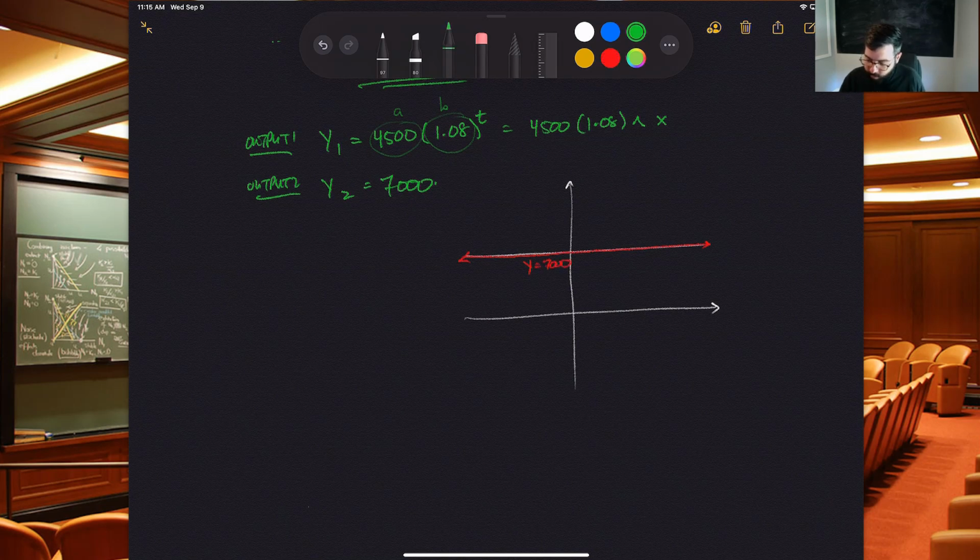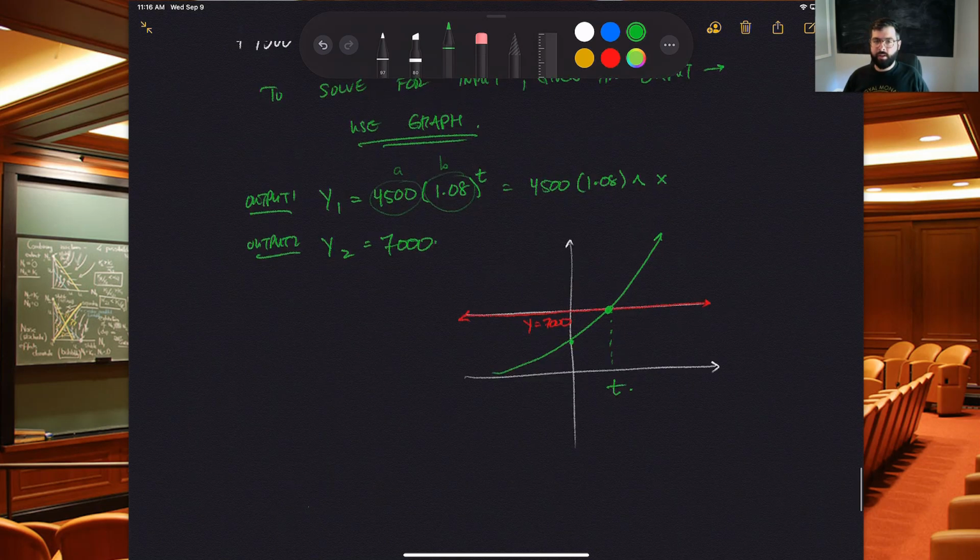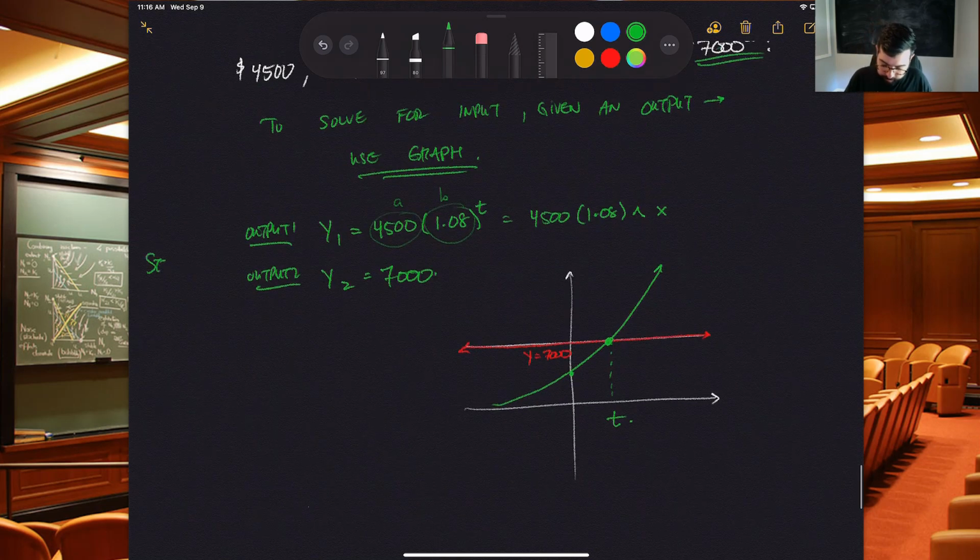And then y1 will be starting somewhere around 4,500 and increase past this level. And that's exactly the point at which I care about. So I'm going to be looking for this t value. So this is kind of step one, is to map these both into your calculator. So let's go ahead and do that.